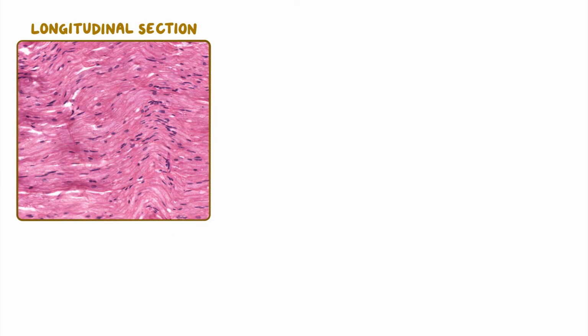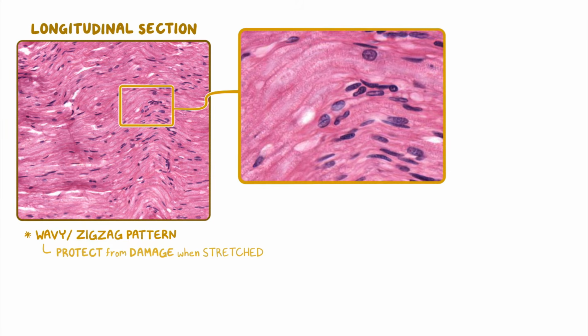Now, if we take a look at a longitudinal section of a large peripheral nerve, the nerve fibers have a wavy or zigzag pattern. This arrangement of the nerve fibers helps to protect the nerves from damage when they're stretched due to normal movement, or if the nerve is connected to flexible tissue. At 40 times magnification, we can faintly see myelin sheaths surrounding their nerve axons.